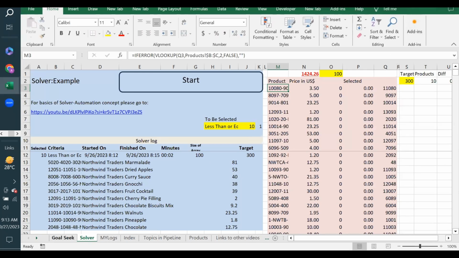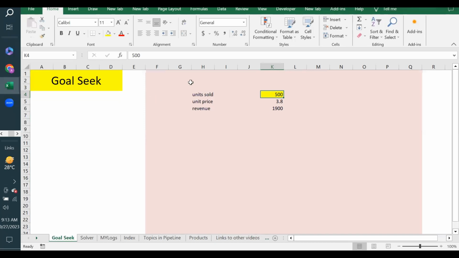Goal Seek is a very limited but very useful and simple approach in which you specify one cell that you are targeting and one cell which you can change, getting your desired result, that is your goal, by changing one cell.